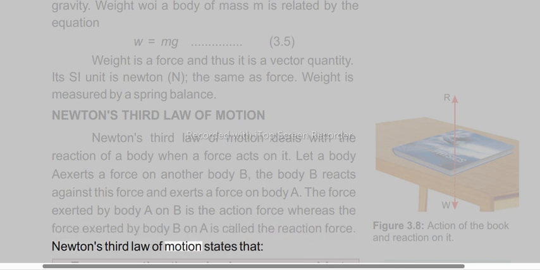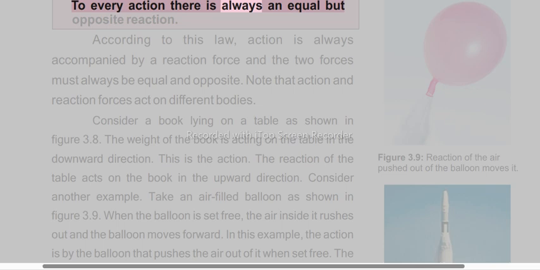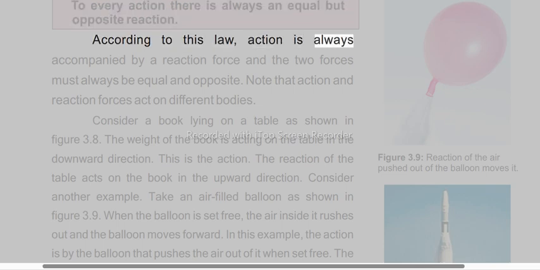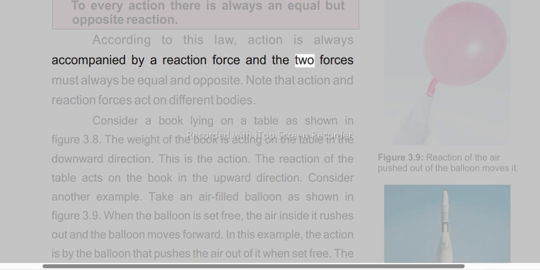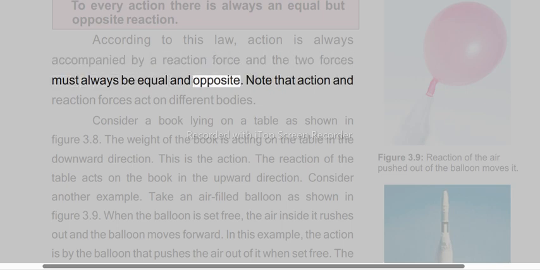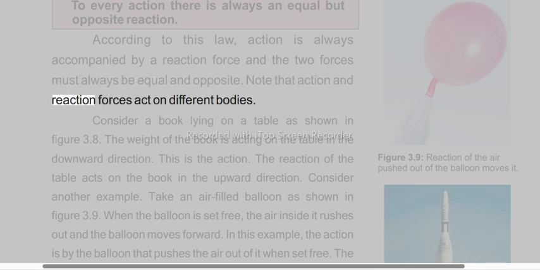Newton's third law of motion states that, to every action there is always an equal but opposite reaction. According to this law, action is always accompanied by a reaction force and the two forces must always be equal and opposite. Note that action and reaction forces act on different bodies.